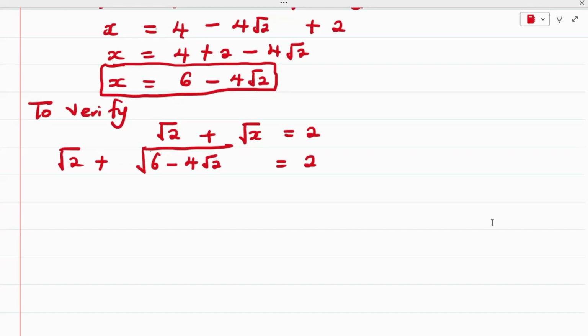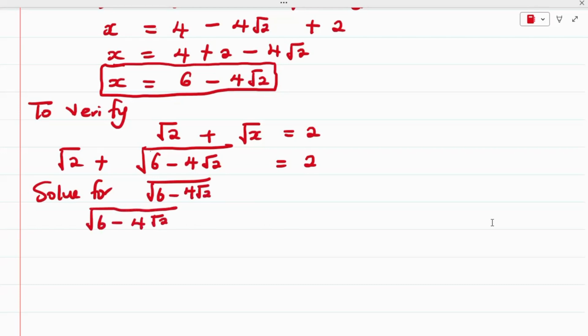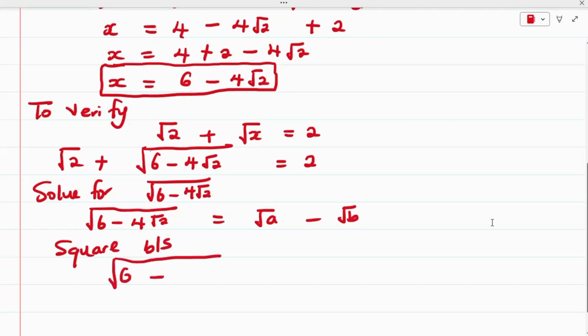2. Alright, now we want to simply solve for the square root of 6 minus 4 root 2. So we want to assume that the square root of 6 minus 4 root 2 is equal to the root of a minus the root of b. So we want to simply square both sides. Squaring both sides, we have the square root of 6 minus 4 root 2 all squared is equal to the root of a minus the root of b all squared.